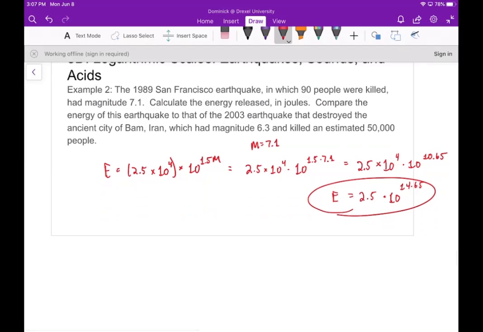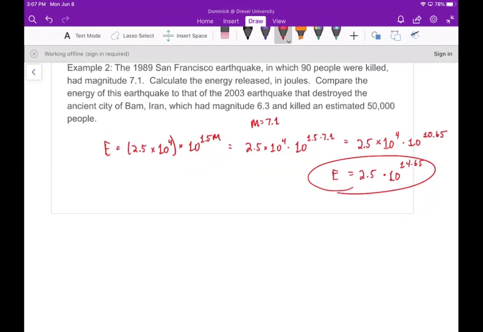Now, compare the energy of this earthquake to that of the 2003 earthquake that destroyed the ancient city of Bam, Iran, which had magnitude 6.3 and killed an estimated 50,000 people. Okay, so in 2003 earthquakes, this was 1989.